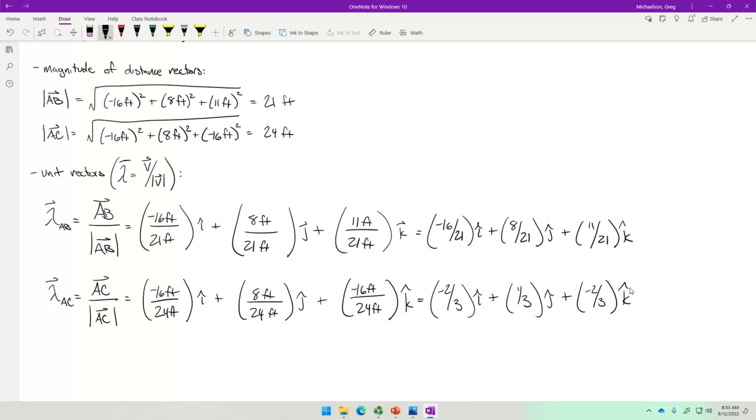The cool thing about these vectors is that they only express direction but contain no magnitude. So if I want force vectors, all I need to do is multiply these by the respective force magnitudes, and boom, there we go.